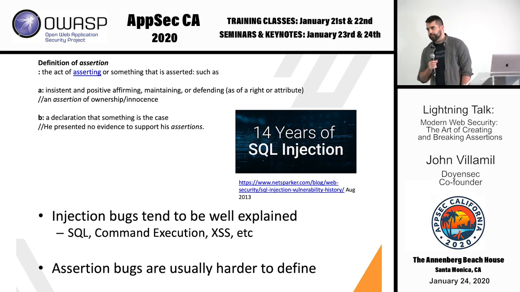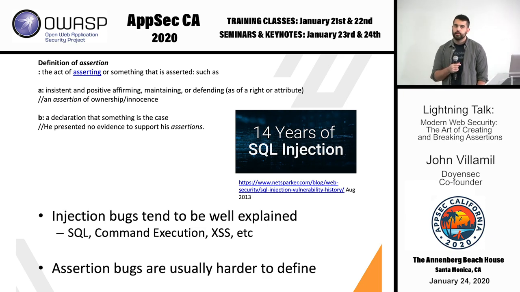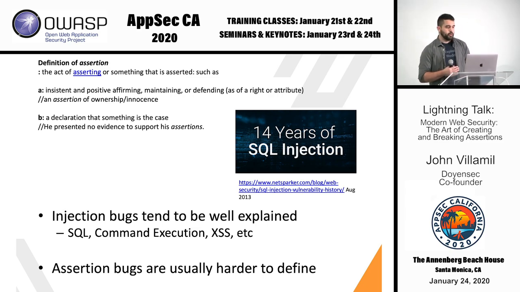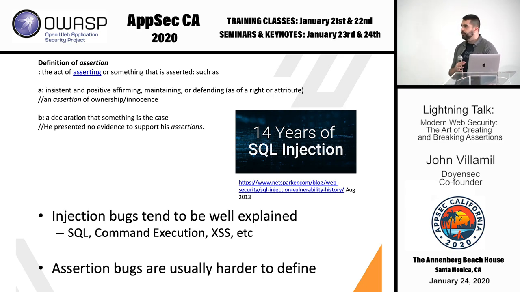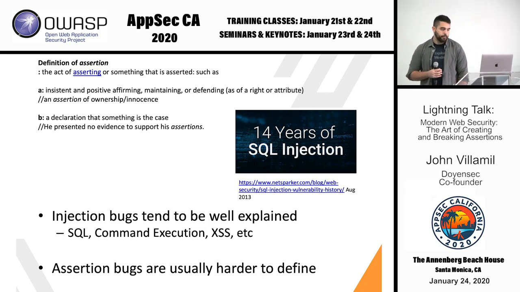Now, as a pen tester, I want to provide value to my clients. If I can't find bugs, I'm not providing value. As injection bugs get rarer and my reports get lighter, I'm providing less value to my clients. So we have to look deeper. We have to find other sorts of bugs. And that's where the assertions come into play.